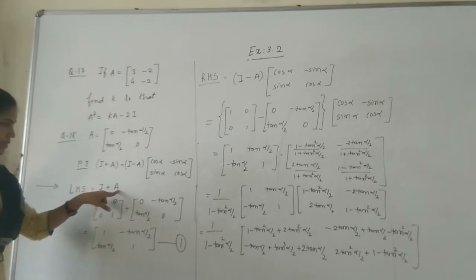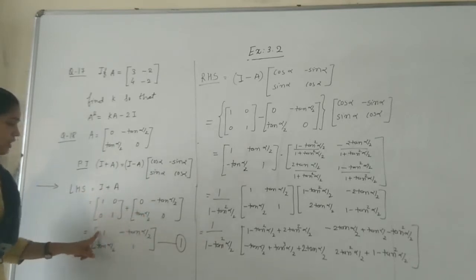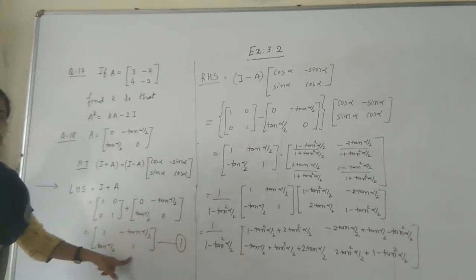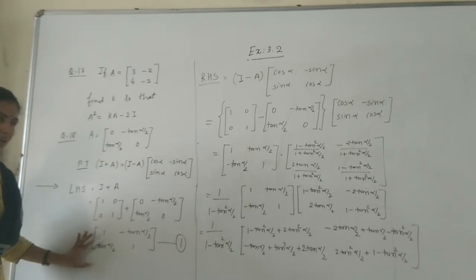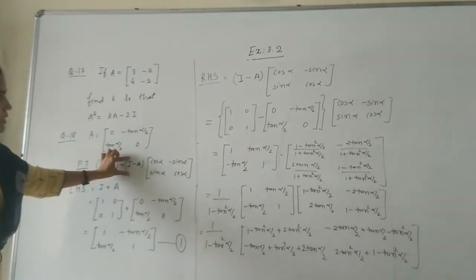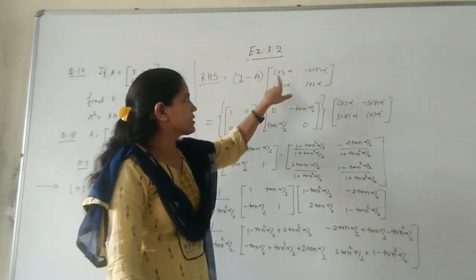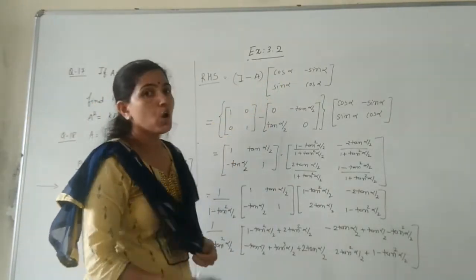LHS is I plus A. So just the addition you can do. So we get [1, -tan(alpha/2); tan(alpha/2), 1]. So this is I plus A. Now the main process is going to be on the RHS. So RHS is I minus A into [cos alpha, -sin alpha; sin alpha, cos alpha].